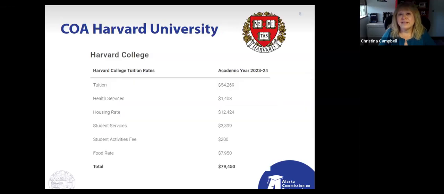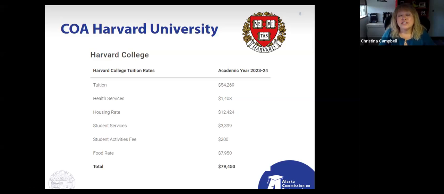Now, obviously, the cost of attendance at UAA, a state school, is in the neighborhood of about $34,000. And that's pretty normal for state colleges. Private colleges like Harvard, the cost of attendance is closer to about $80,000. Here again, when you're looking at the cost of attendance, before you think, oh my goodness, there's no way I can afford $80,000 a year, something to keep in mind is that Harvard is a private college, UAA is a state college.